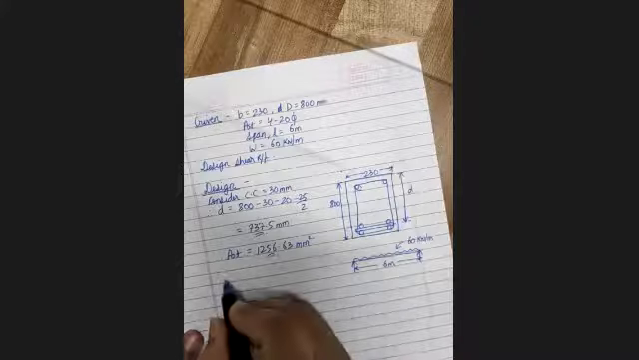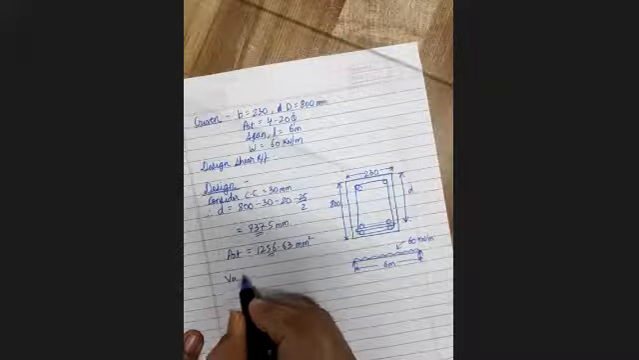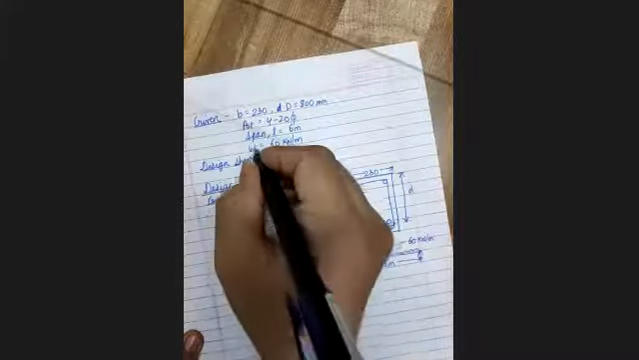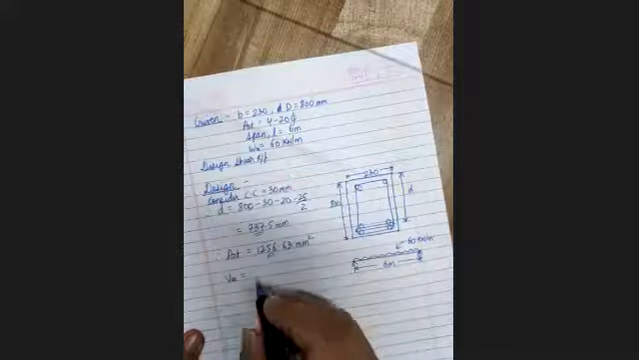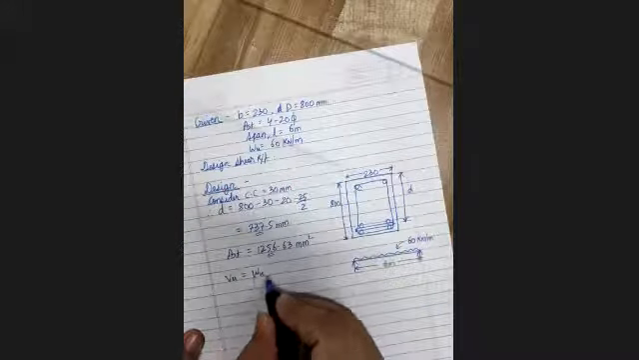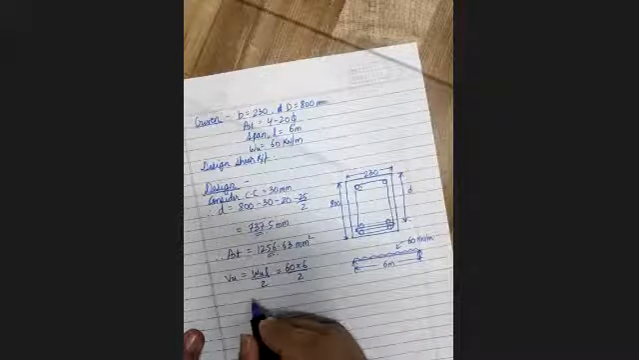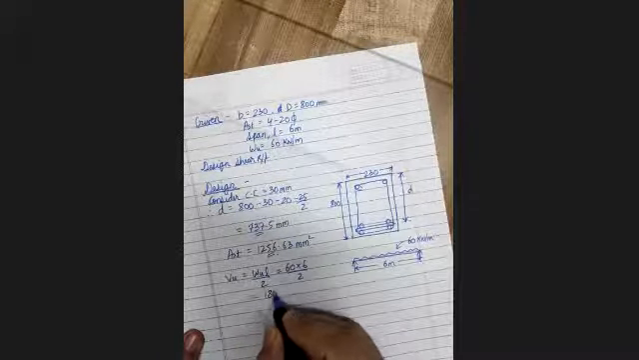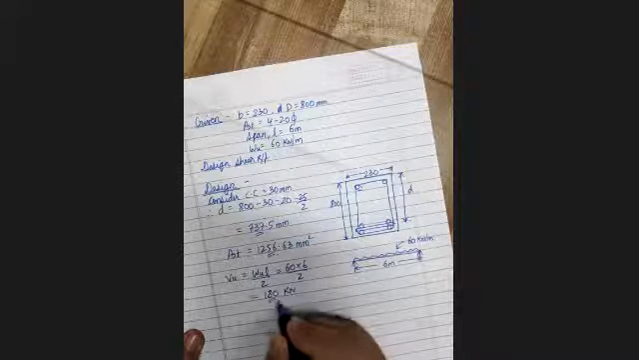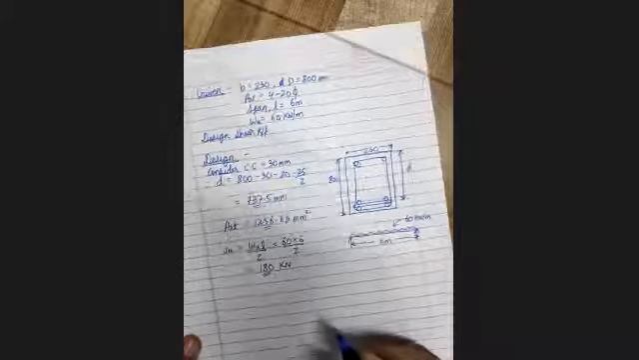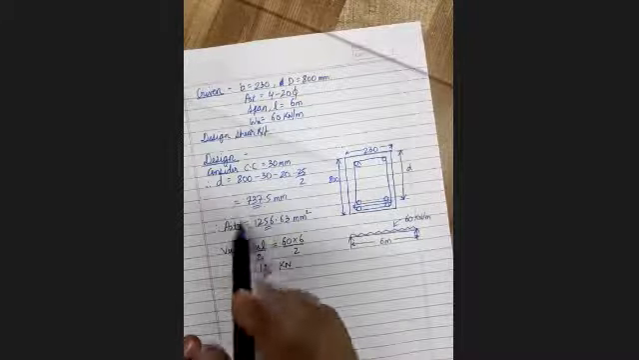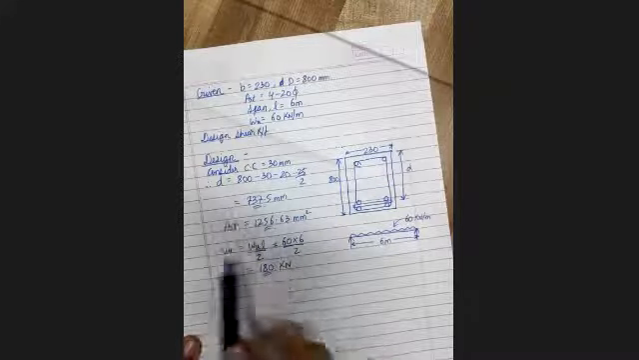So in this case, what will be your VU? Basically it is WU, so VU will be WL by 2, correct? This is 60 into 6 by 2, so this is 180. Now we got everything, all the unknowns, AST and VU.